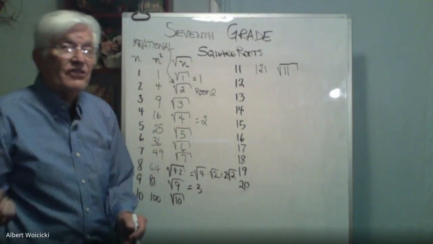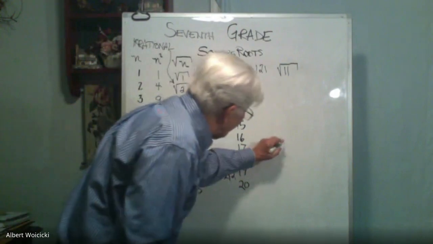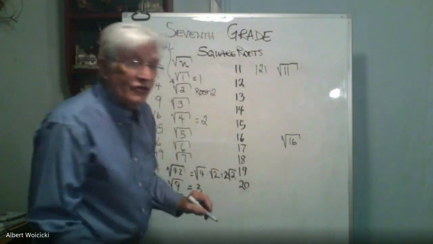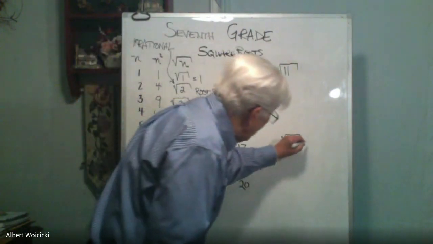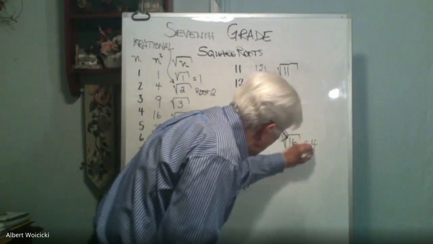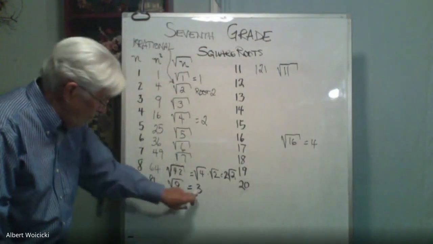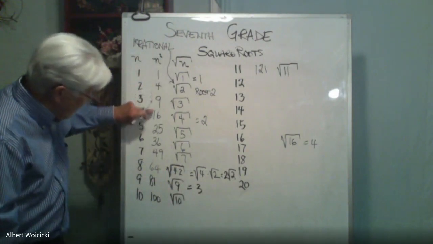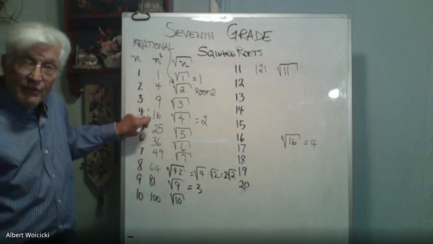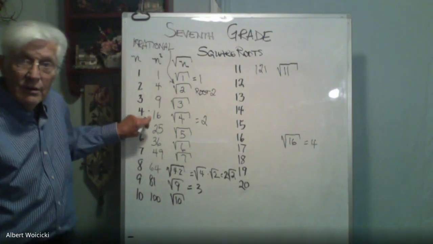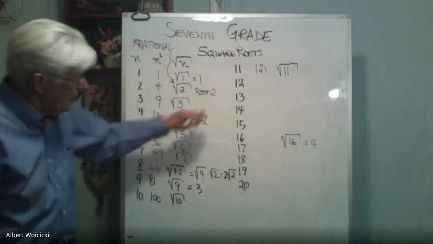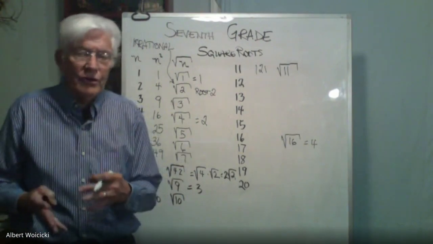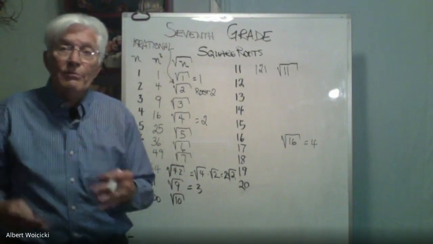Now, how do I know it's less than 4? Because I know the square root of 16, which is 4 times 4, is my next rational number after 9. Look up here: 1, 4, 9, 16. 16 was my next rational number. Everything in between 9 and 16 is going to be irrational, but they may have factors. They may have things that you can simplify.